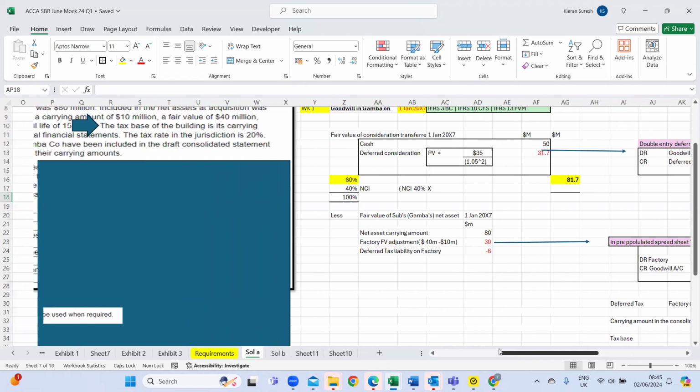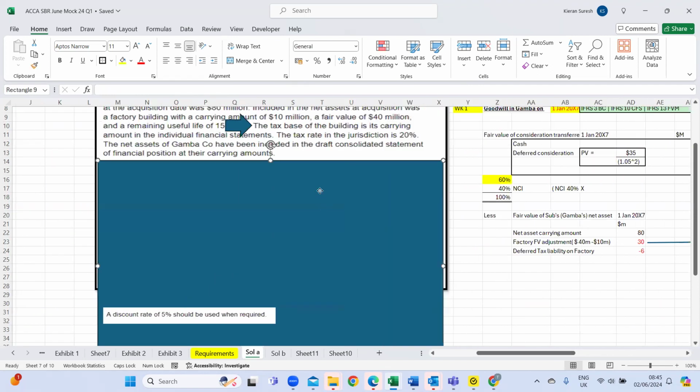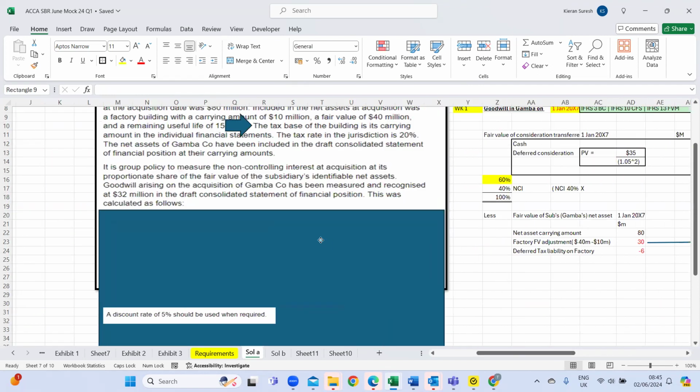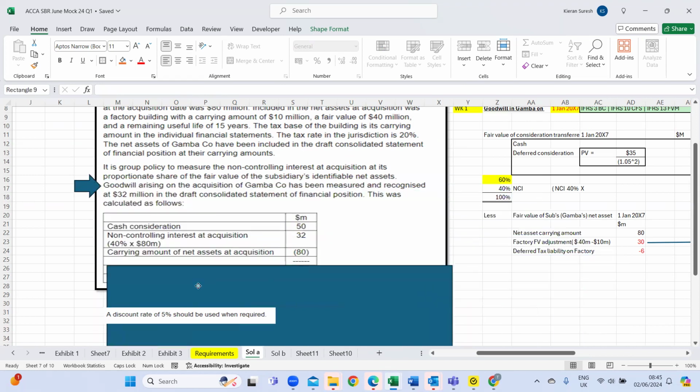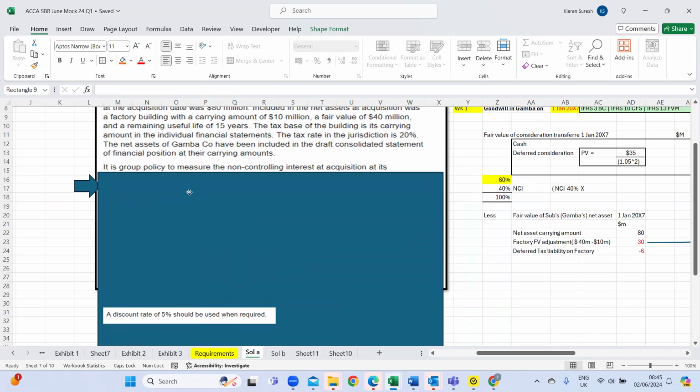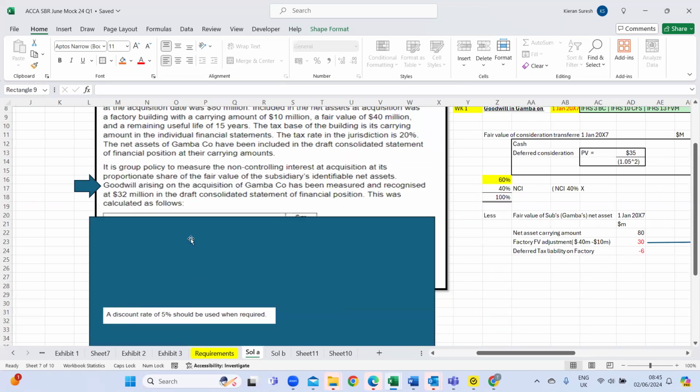I need to, once this is done, I need to rework the reporting date at the end. So I've done this now. So based on all the information given, I've completed it. And then I have this next line here. It says it's group policy to measure the non-controlling interest at proportion. We have done that. And now they are saying additional information. The additional information is what? They have already done some goodwill working. Now we can think, let's finish our goodwill calculations. Then we can look at what they have done.